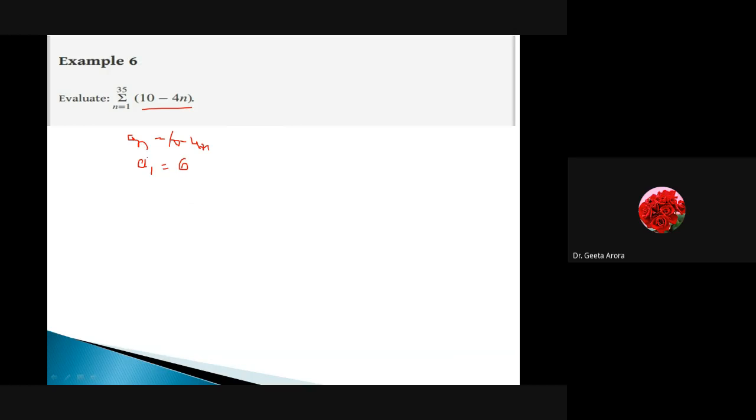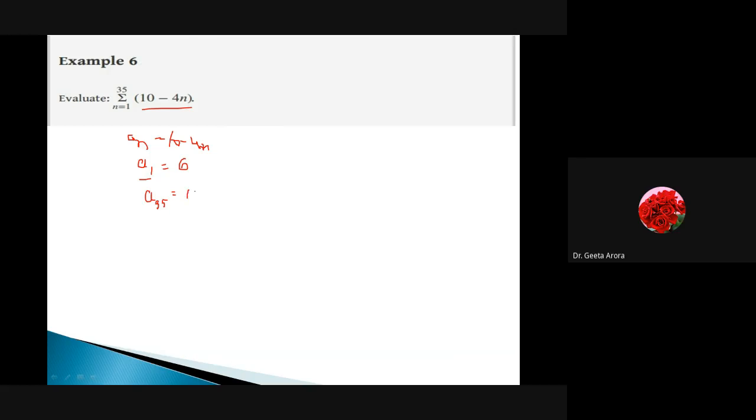And all the terms, I think it's not required now, because we are going to use the formula. Otherwise, if somebody is not aware of the formula, they are going to take a1, a2, a3, a4 up to a35, which is very time consuming. But here we are aware of the formula, so we are not going to take it. We are just going to calculate a1, the first term, and the last term. We are going from 1 to 35, so we have to calculate the 35th term.